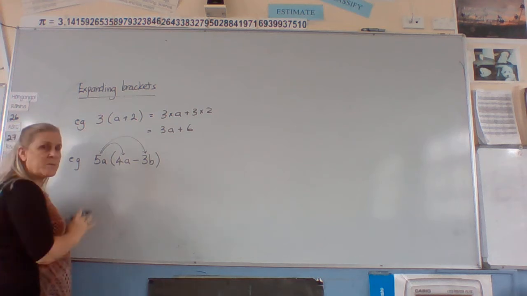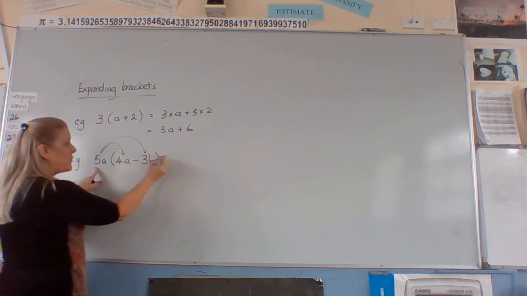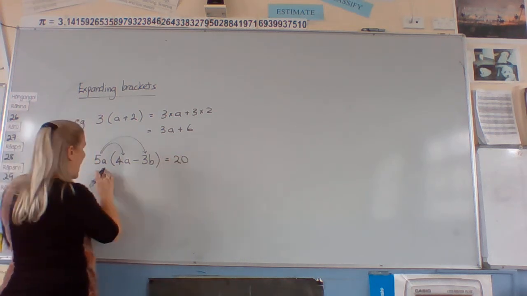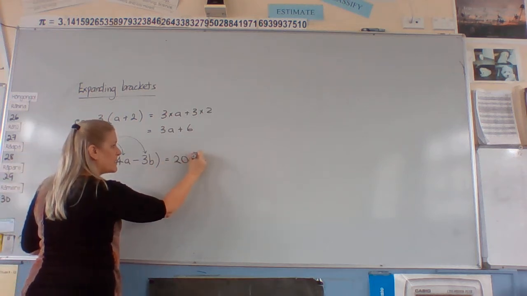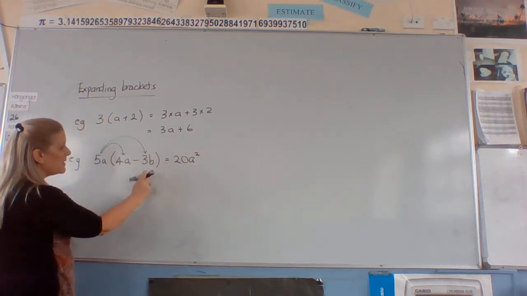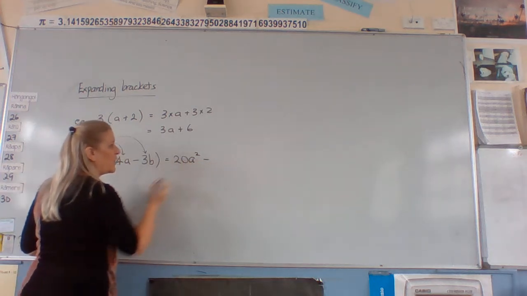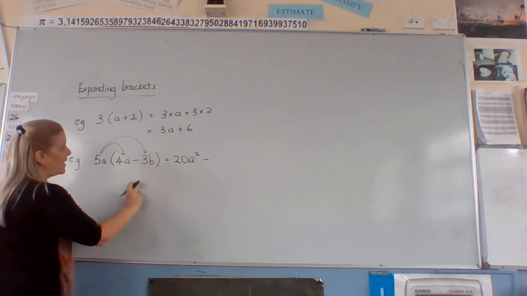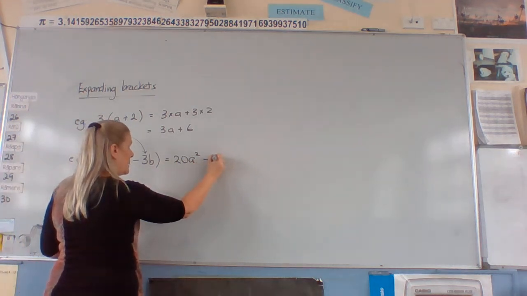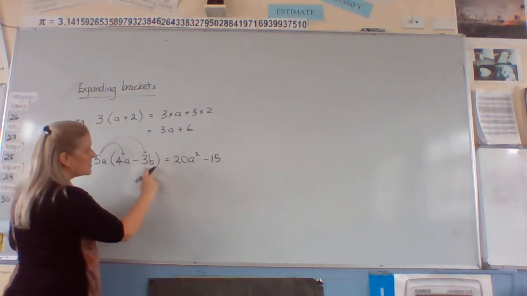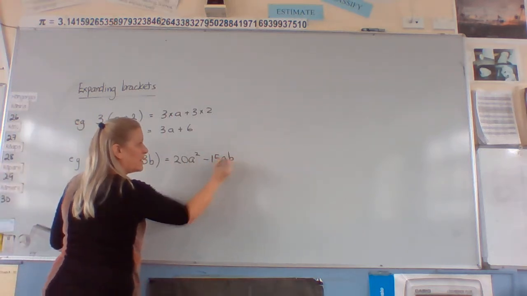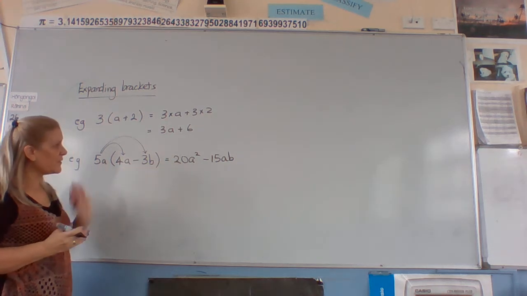So 5A times 4A. 5 times 4 is 20. A times A, 2 A's. All right? Now to the next one. Remember the sign. Follow the sign pattern. So 5 times 3 is 15. A times B is AB. All right? So it's not particularly tricky there.